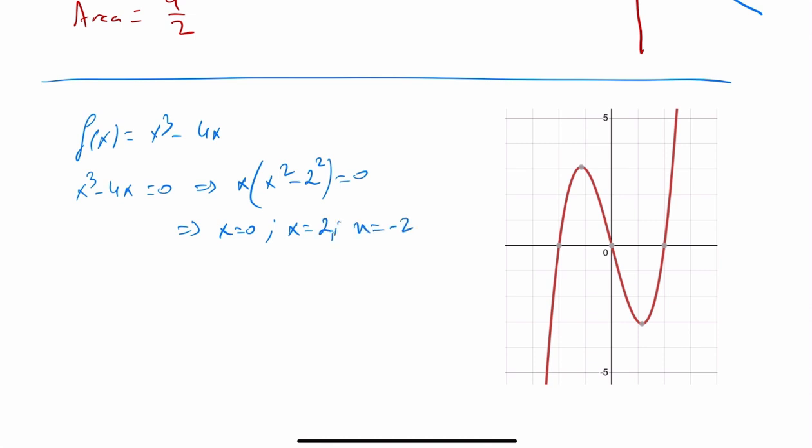So we have minus 2, we have 0, and we have 2. Now we need to discuss the area in each section. For example, we will take this area from minus 2 to 0, and this area from 0 to 2, and maybe we can add another area from 2 to 3.